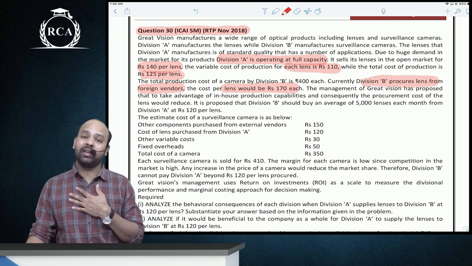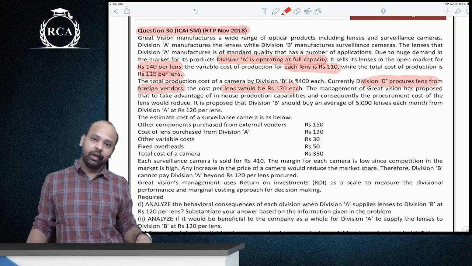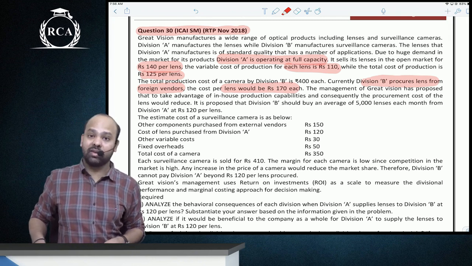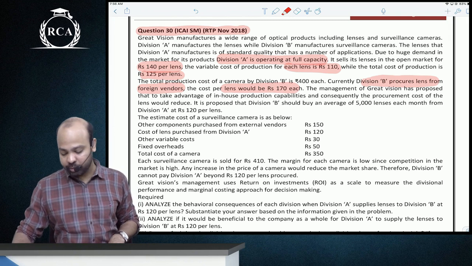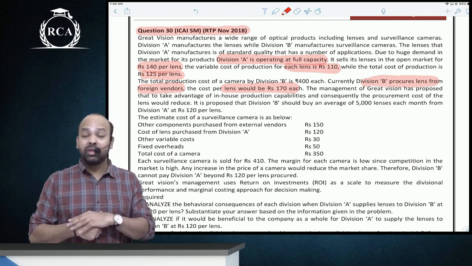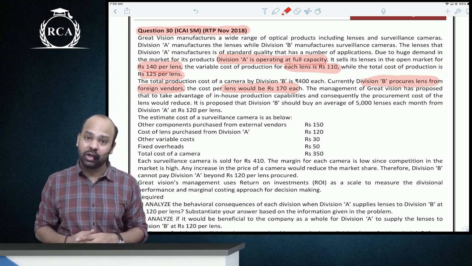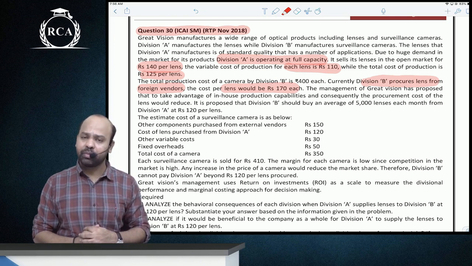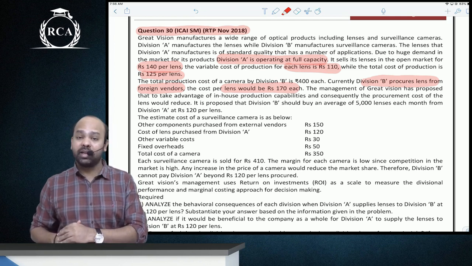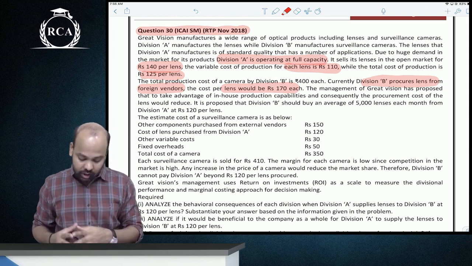Our external price: the first division is selling in the external market at 140 rupees. So your minimum transfer price, which is variable cost plus contribution per unit, should be 140 rupees. The maximum transfer price is the lower of net marginal revenue and the external supplier price, that is working out to 170 rupees.